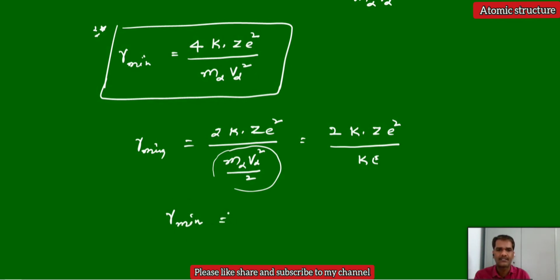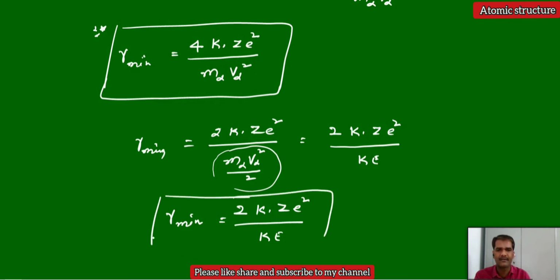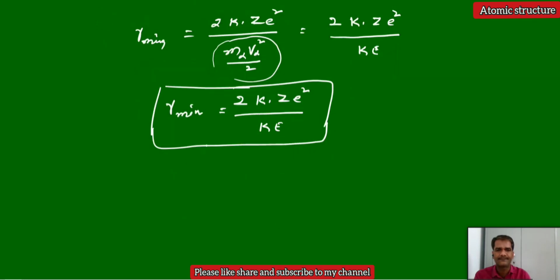The distance of closest approach, R minimum, equals 2 k Z e square by kinetic energy. This is in terms of kinetic energy. If they give it in terms of mass and velocity, we can use the other formula, and if they give kinetic energy, you can use this one. Here k is a constant and the charge is also constant, but Z is not constant, that depends on the target nucleus. And kinetic energy is also a variable parameter.